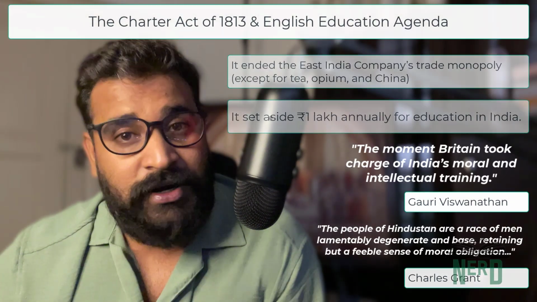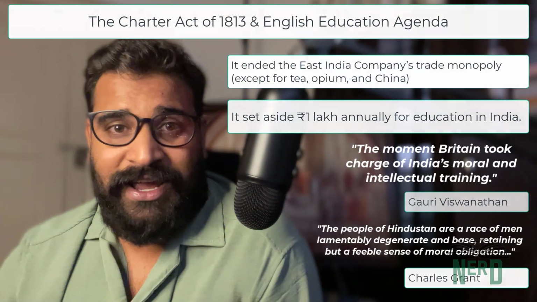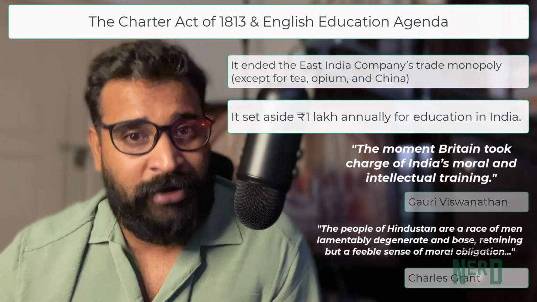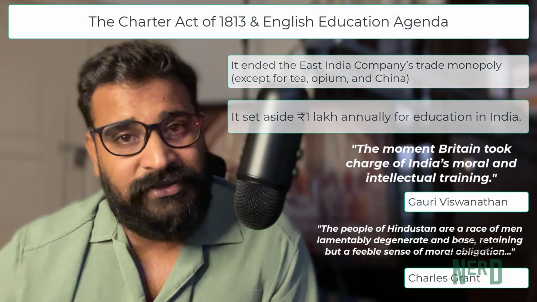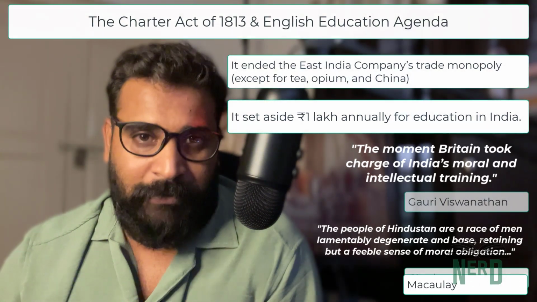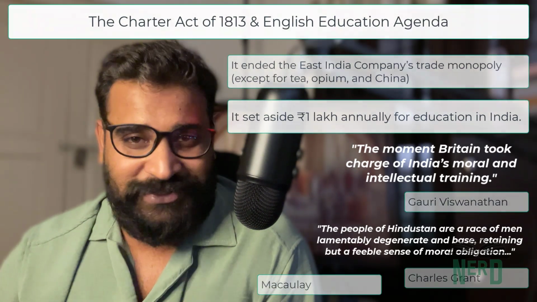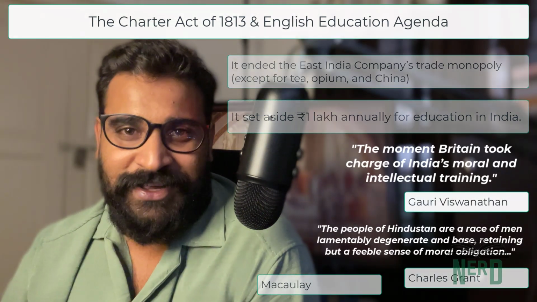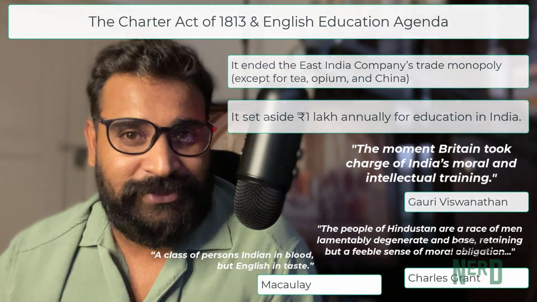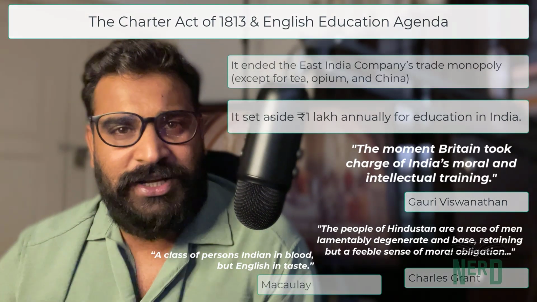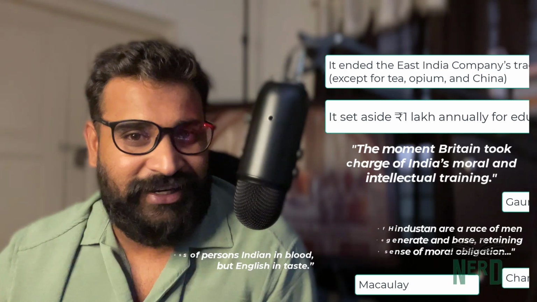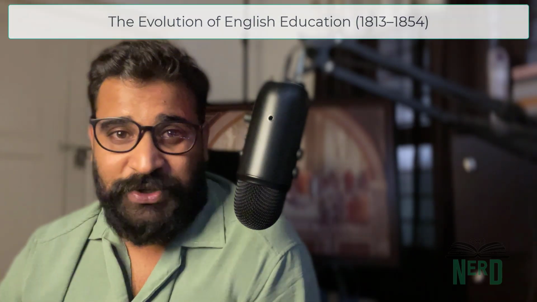Orientalists wanted traditional Indian learning, and Anglicists, like Macaulay, wanted Western supremacy. And in 1835, Macaulay dropped the bomb by saying what? Can you guess? And it's also disturbing, right? "A class of person, Indian in blood, but English in taste." That wasn't education, it was colonial engineering, right? The next topic we're going to talk about is the evolution of English education.